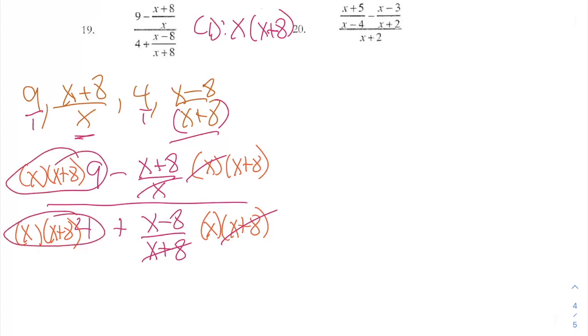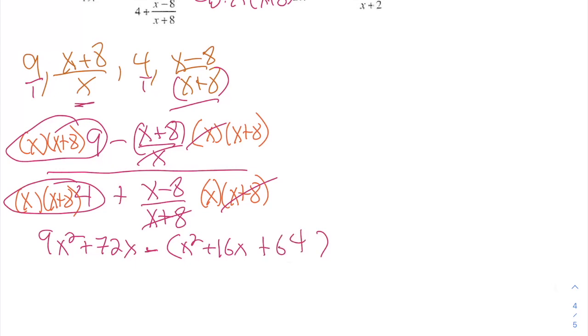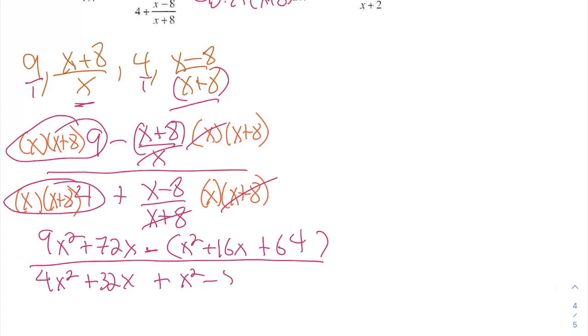But this is college algebra. You got to do a little bit of work at college algebra. So I could probably skip a step here and say that this is 9x squared plus 72x. But over here, I'm not going to skip a step. It's going to be minus, and then x plus 8 times x plus 8 is x squared plus 16x plus 64 all over, and I can do it here, so this is x squared plus 8x, so this becomes 4x squared plus 32x plus, and this is just x squared minus 8x.